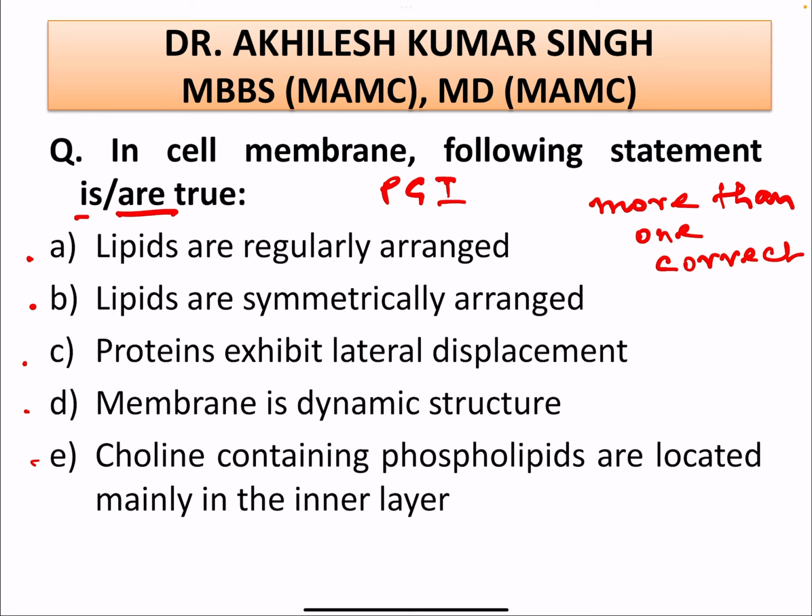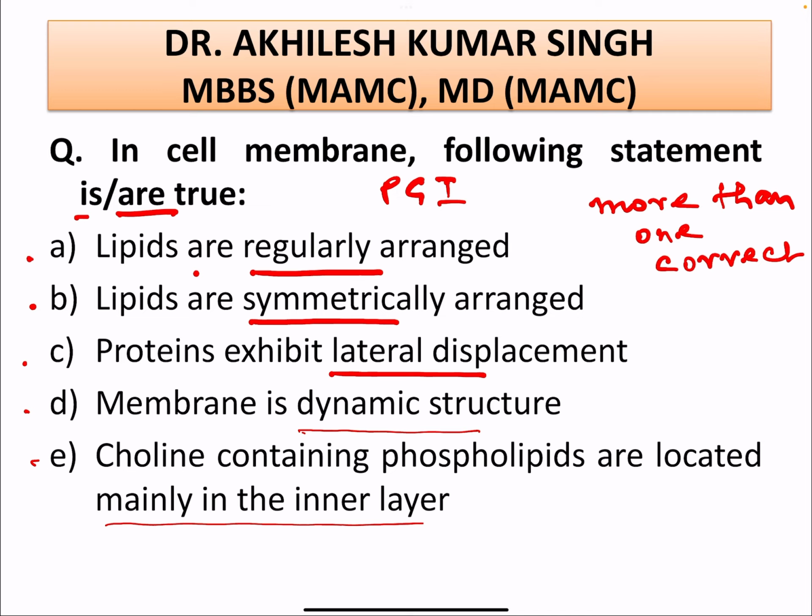Remember this, in the PGI exam, the questions are framed in such a way that they may have more than one correct answer. So we have to have thorough knowledge of each option. What are the various options here? Option A, lipids are regularly arranged; B, lipids are symmetrically arranged; C, proteins exhibit lateral displacement; D, membrane is a dynamic structure; E, choline containing phospholipids are located mainly in the inner layer. Let us discuss each option one by one.